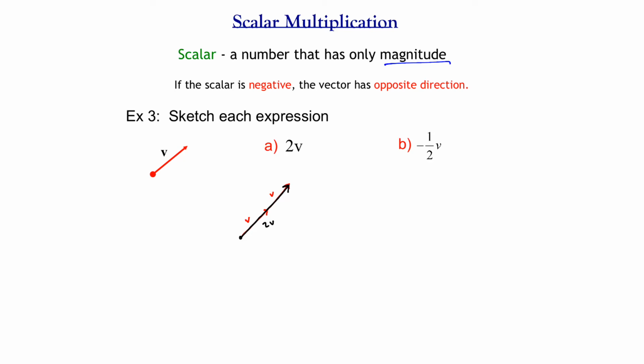Now on B, it's negative 1/2 v. So remember, the negative is the opposite direction, and we're also going to take half of the magnitude. So with vector v going up and to the right, we'll now go down and to the left. But remember, we also want half of that as well. So we'll go down and to the left, but only half of that, and that would represent negative 1/2 v. So you still have your initial and your terminal, but it's half of the original.